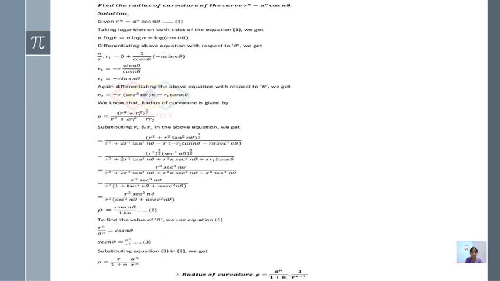Now substituting equation 3 in equation 2, we get rho is equals to r divided by 1 plus n into a to the power n divided by r to the power n. Therefore radius of curvature rho is equals to a to the power n divided by 1 plus n into 1 divided by r to the power n minus 1.